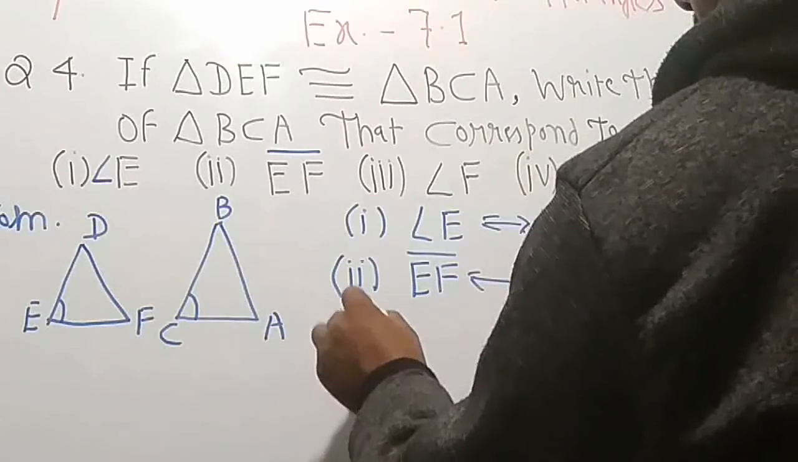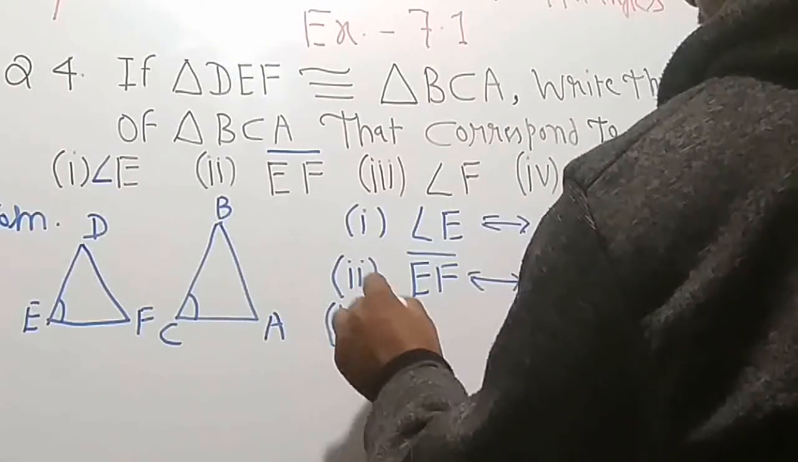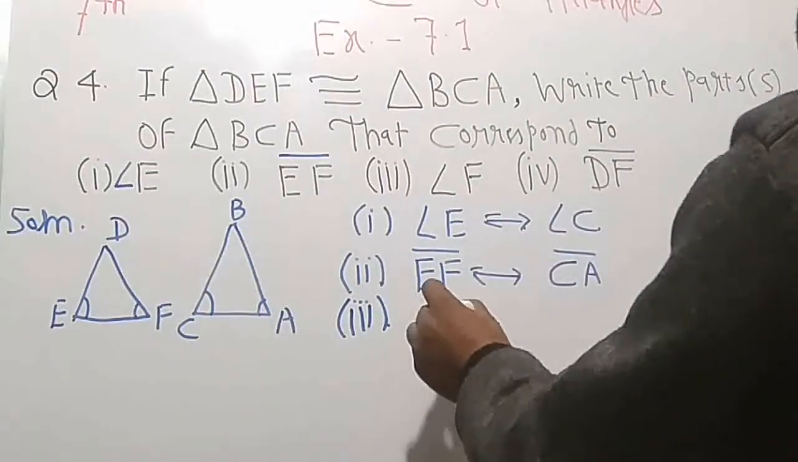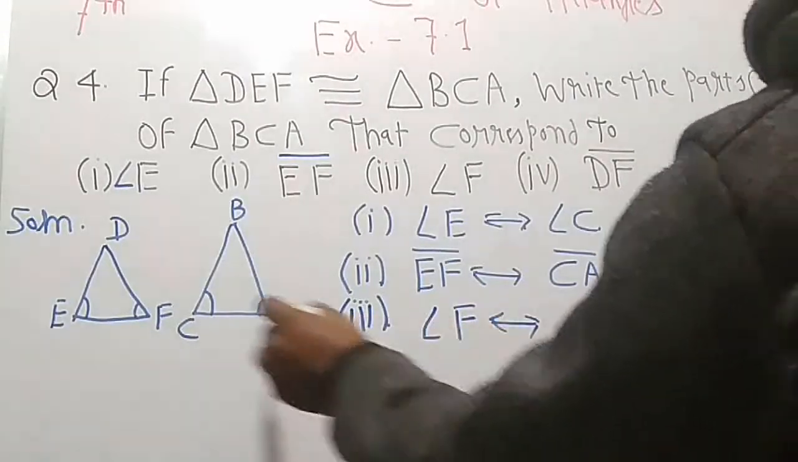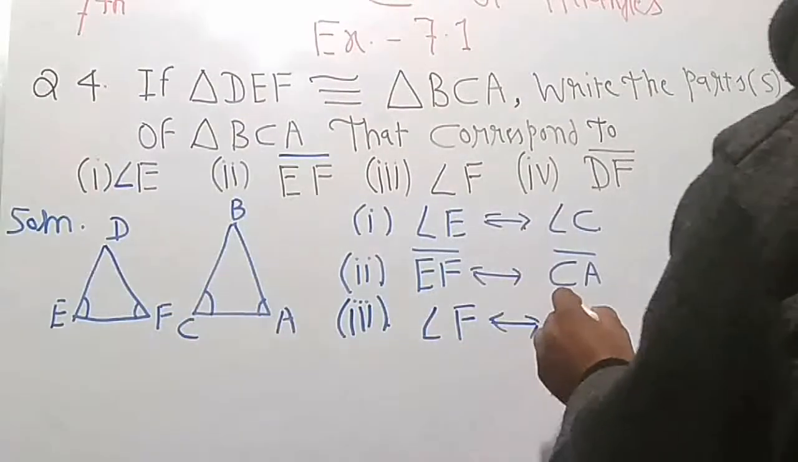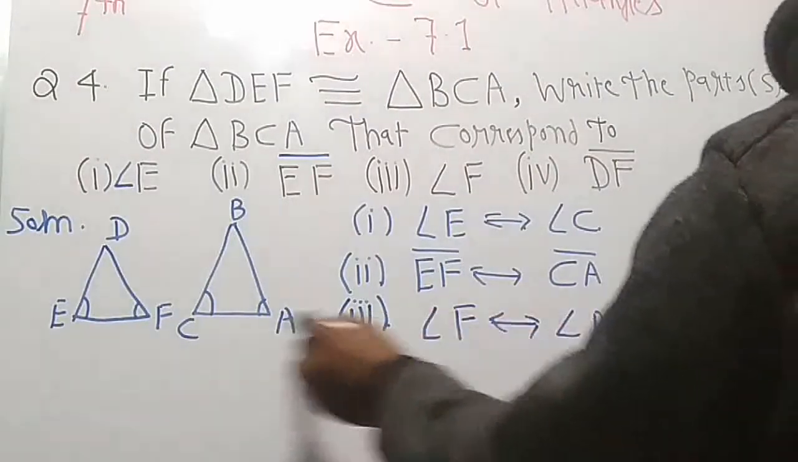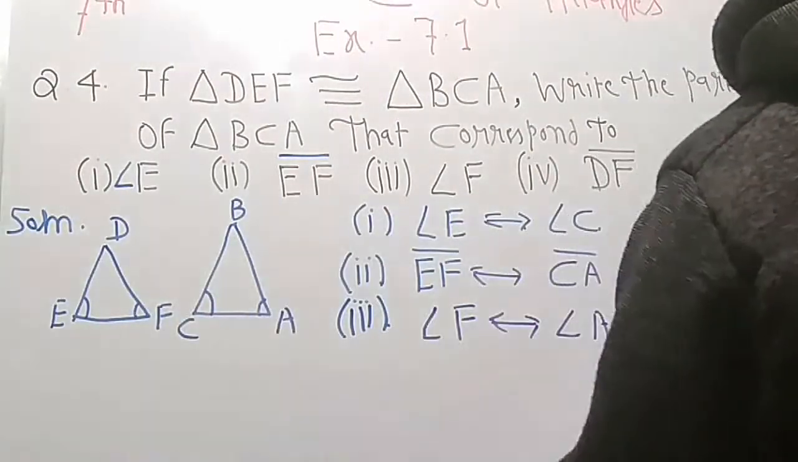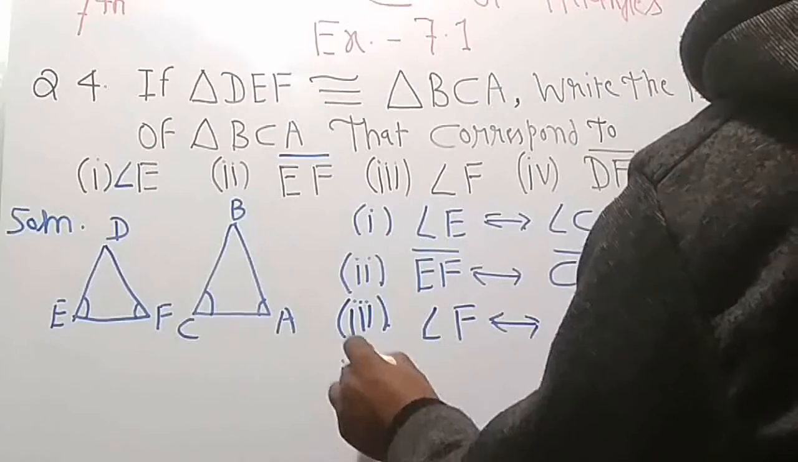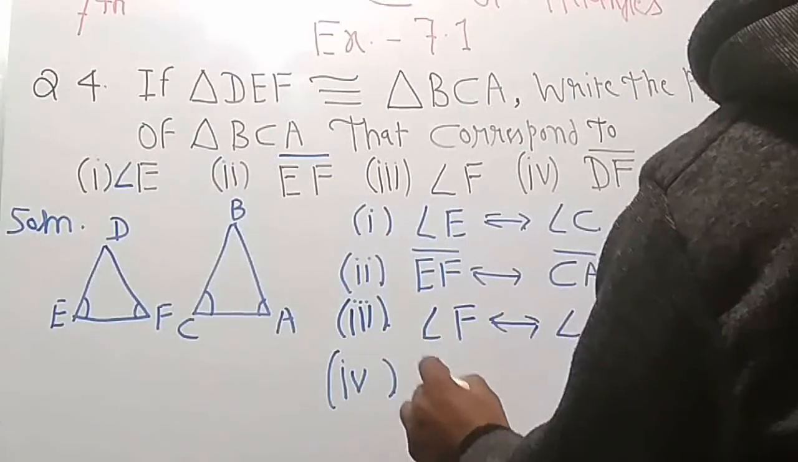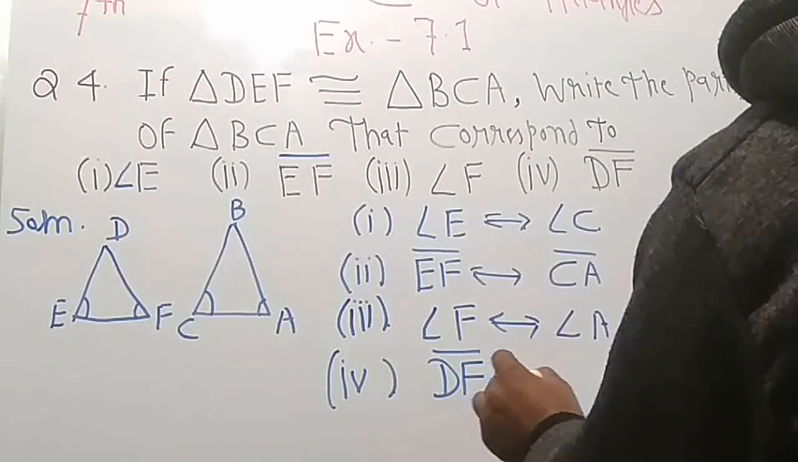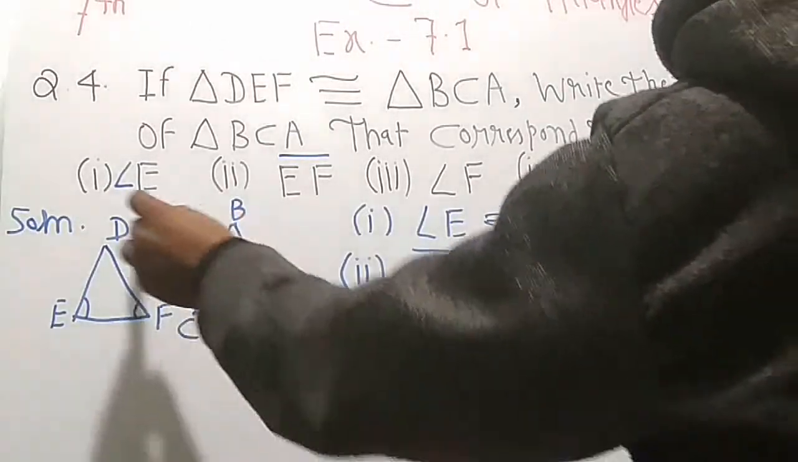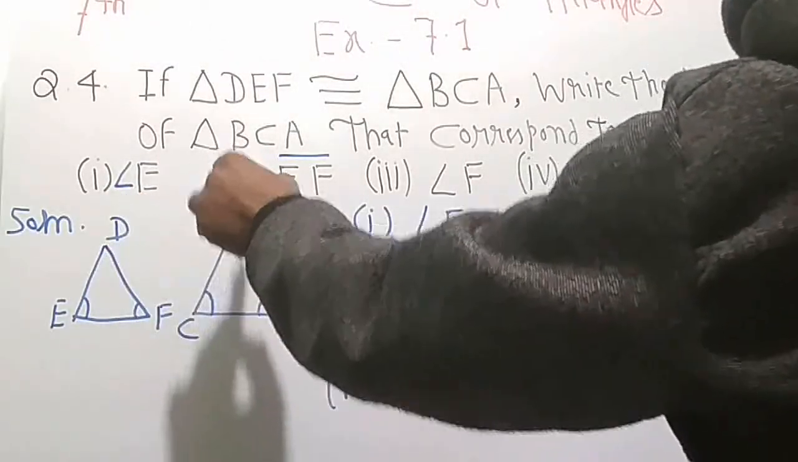Now the third part, this angle F is correspondent to angle A. This is our angle F, this is our angle A. Now the fourth part, side DF is correspondent to, this is our side DF, it is correspondent to side BA.